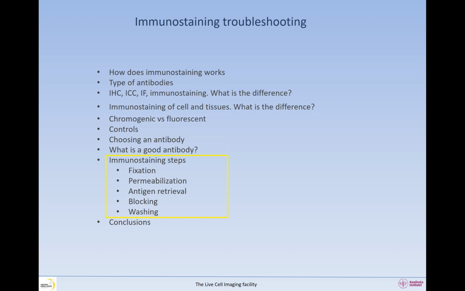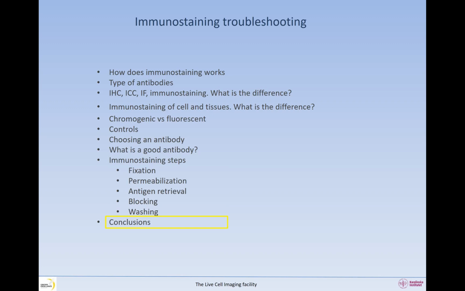some parts within the important steps in immunostaining: fixation, permeabilization, antigen retrieval, blocking, and washing. I will make some suggestions and highlight some important ideas and a little bit of a conclusion.